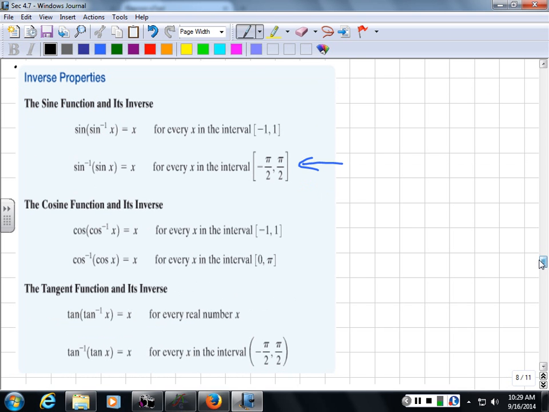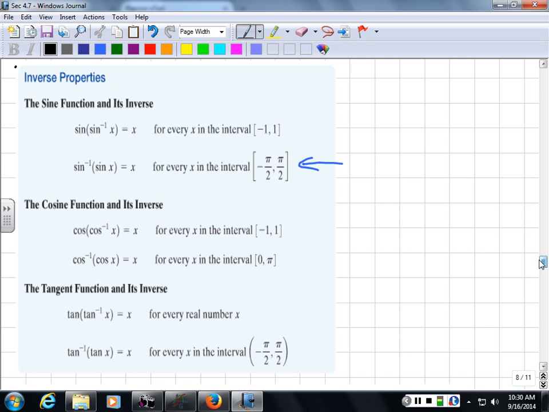There's a little bit of a caveat to this, though. You have to understand what the restriction is on your function. And since we're understanding that our sine function and its inverse are being restricted on their domain, you have to pay very careful attention when you do a composition.